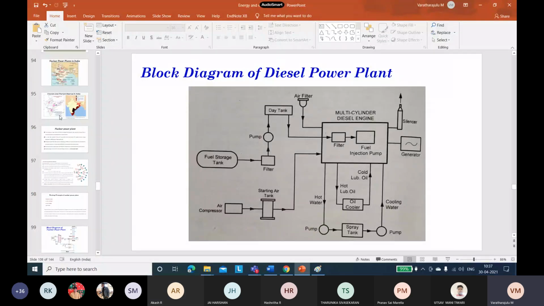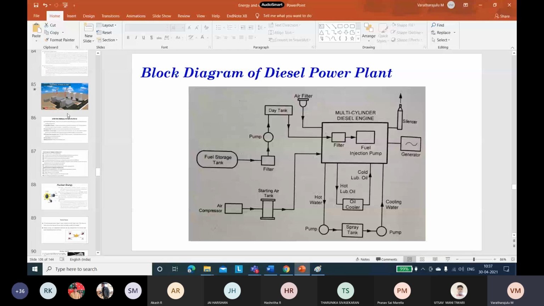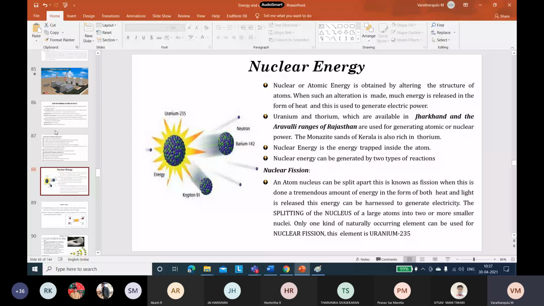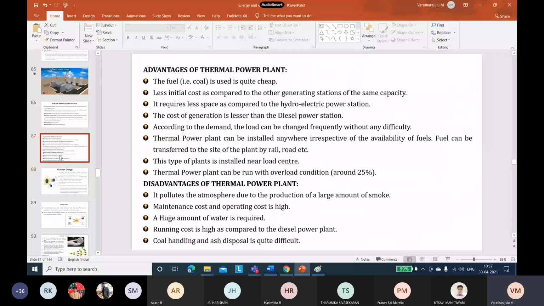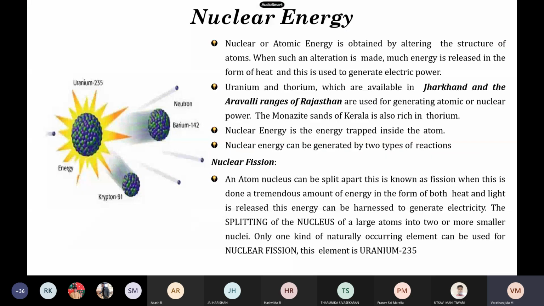Yes. This is what we disseminated yesterday, and we were introduced to the things we are going to discuss in today's class. We were given an intro in yesterday's class, and today we will discuss more about the nuclear power plant and diesel power plant. You are already aware of these various nuclear fission reactions. Anyway, we'll refresh those things.